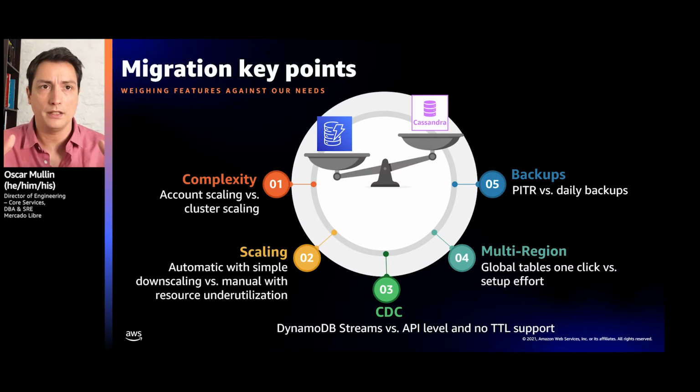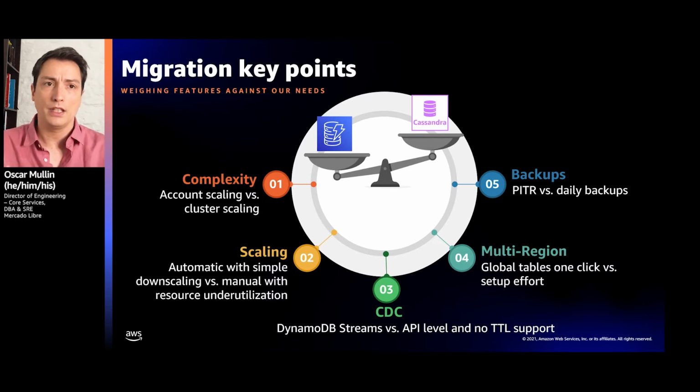So basically, in terms of analyzing pros and cons, we started with complexity. Instead of having cluster scaling, we only have to do account scaling to work around some hard limitations on the AWS account limits, but that's not a big deal. In terms of scaling itself, we have auto-scaling DynamoDB with simple downscaling and no resource underutilization, versus the story that I just mentioned, that it was hard to scale out and difficult to scale down.